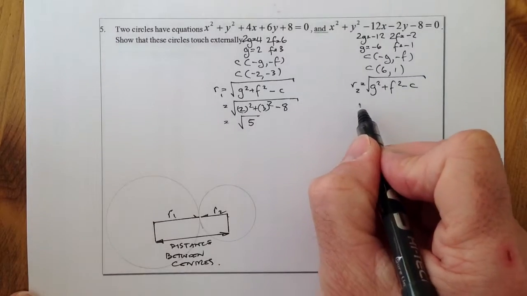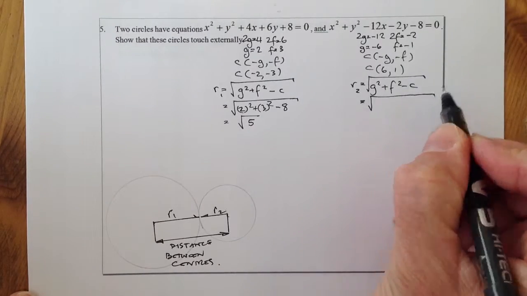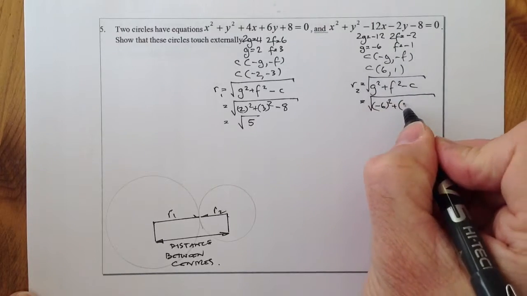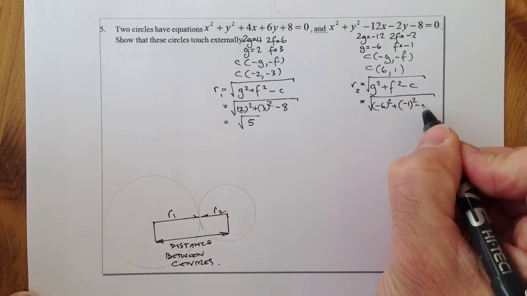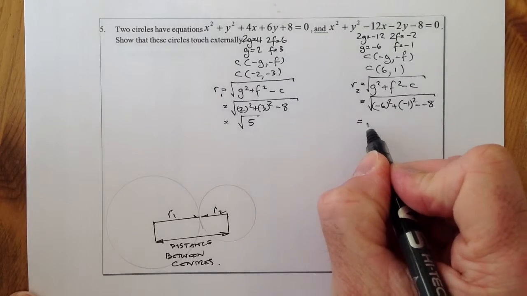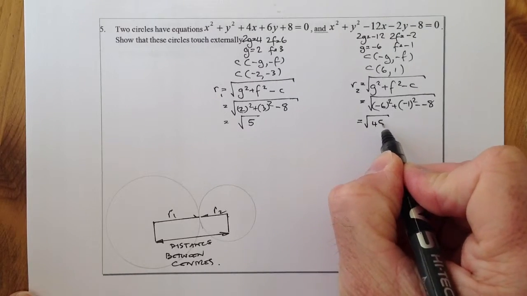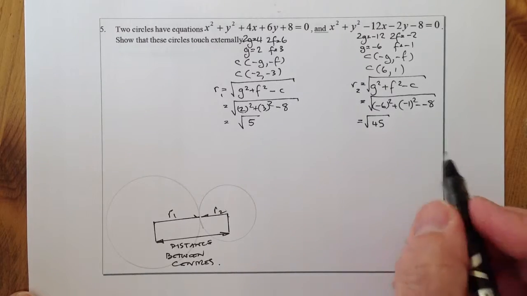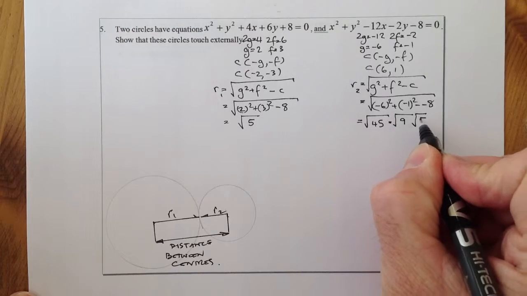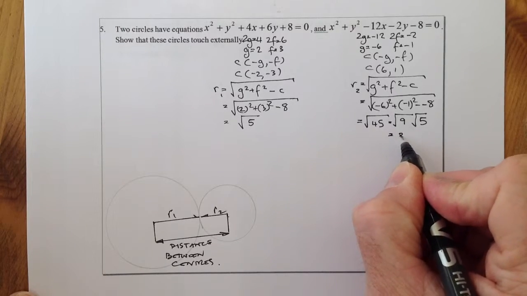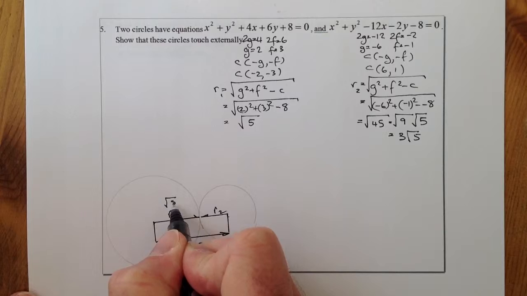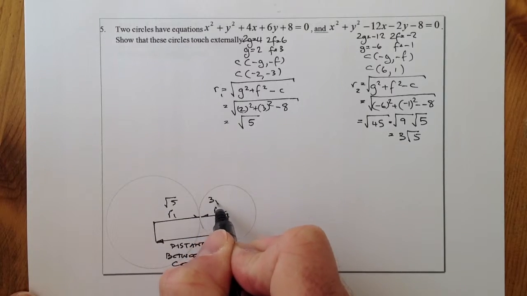Over on this side, I'll just put in the values as well. So g is minus 6, so minus 6 squared plus minus 1 squared, and I'm going to subtract from that minus 8, so I'm going to be adding on 8 at the end. Looking at that, that should give me root 45. I can simplify that down as a surd, so that'll be 9 and 5, which gives me 3 root 5 for the radius there. So radius 1 is root 5, radius 2 is 3 root 5.